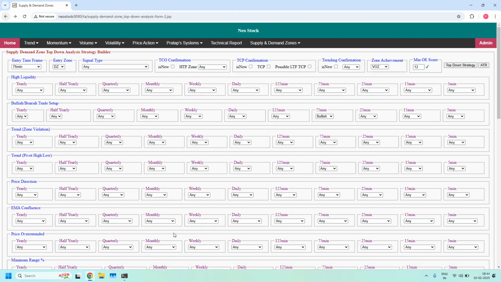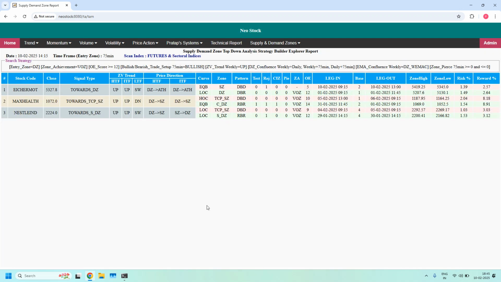Let us verify. So in the EMA confluence at a weekly time frame, I am setting the filter: weekly demand zone is having weekly EMA confluence or not. We don't want sideways trend supported. So that's why in the trend on the weekly time frame, I am selecting only uptrend because it is a bullish trade setup. So 3 stocks are filtered, all 3. So these 3 are even more high probability trade setup supported 75 minutes demand zones, but they are part of the weekly demand zone. So this is about the bullish trade setup for weekly income trade.